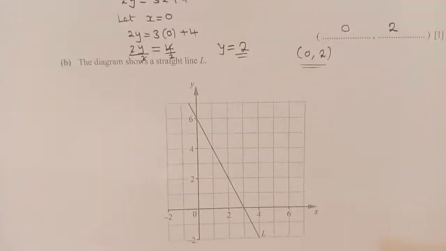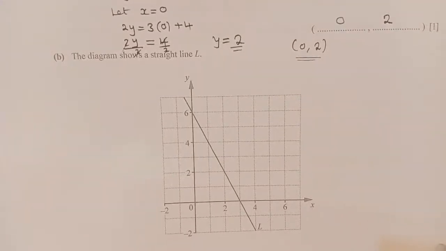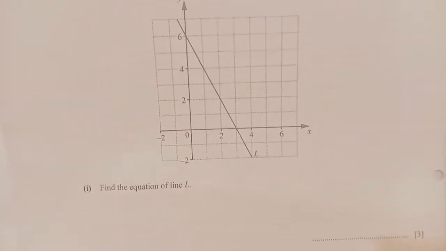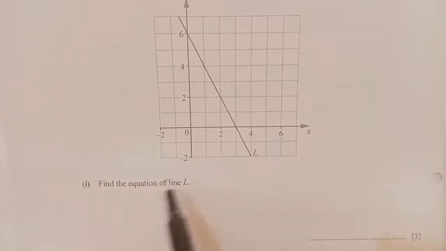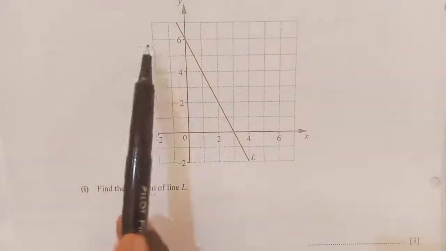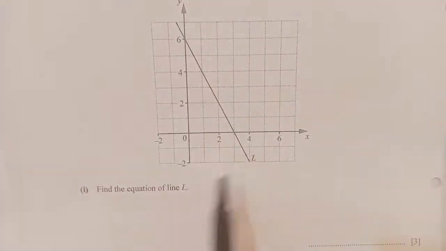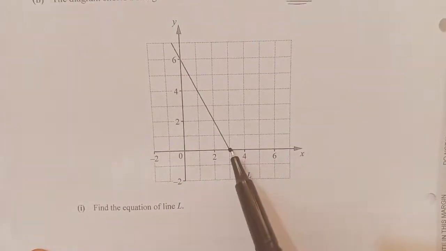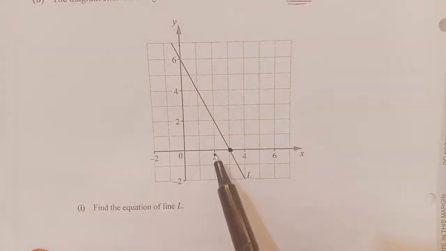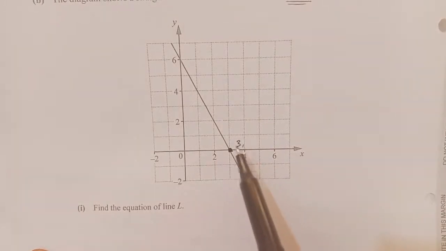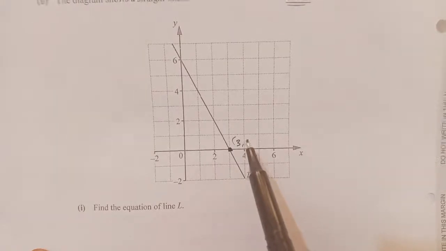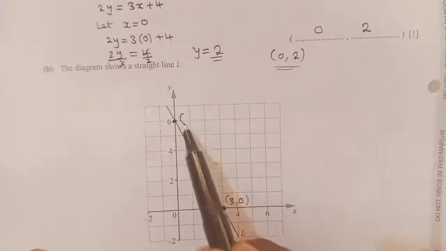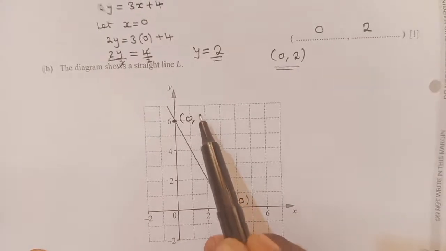So the next question here, they are saying the diagram shows a straight line L. So this is a straight line L, and then they're saying find the equation of L. This line is L. So we can pick the coordinates where it's cutting the x-axis. Over here, this is 3, 0, okay? And here it will be 0, 6.